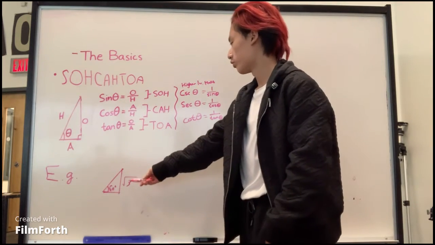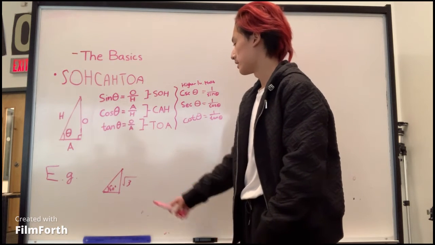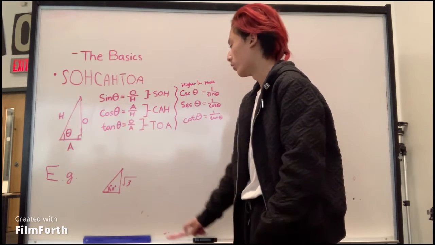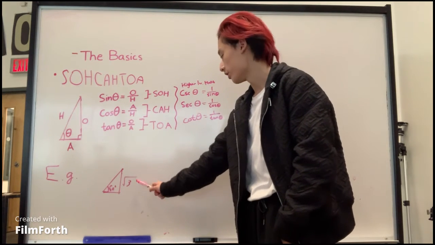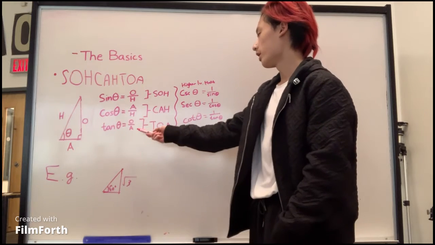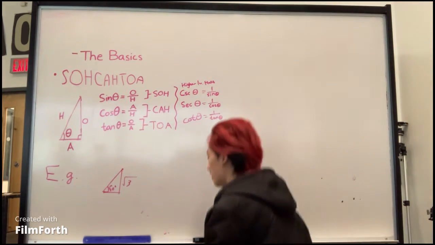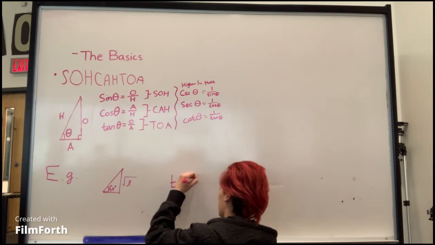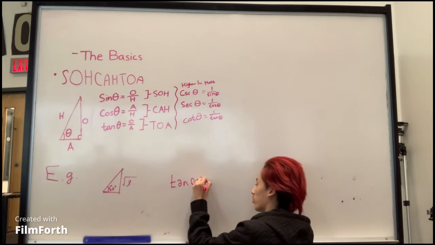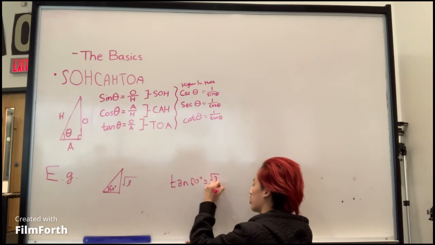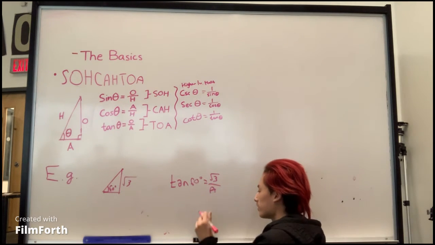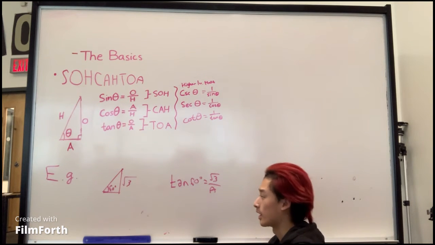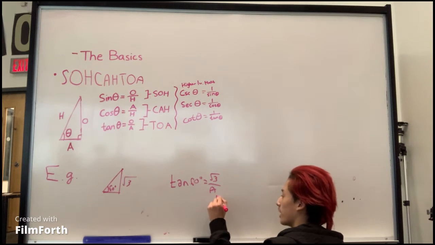Recall, since we have root 3, that tangent theta is the opposite side over the adjacent side. Now we have theta, which is good, and we also have root 3. So now all we have to do is solve for the adjacent side. Here we go. Tangent of 60 degrees equals root 3 over a, the adjacent side. Now, in a physics course, you will need to know algebra. Physics and math are strongly connected. So we need to isolate for a.